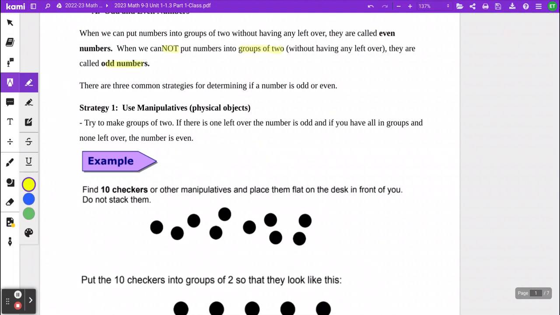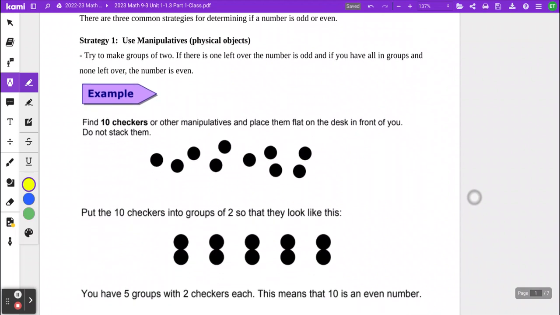So we're always trying to do groups of 2 with nothing left over. Okay, groups of 2, nothing left over, those are even numbers. But if you have something left over when you're making groups of 2, then it's going to be an odd number. So here's the first way we can do it.